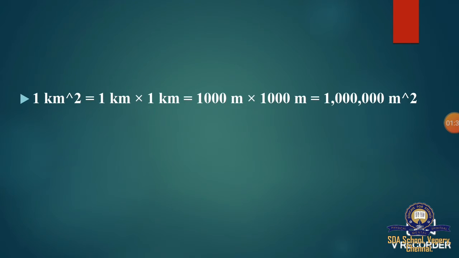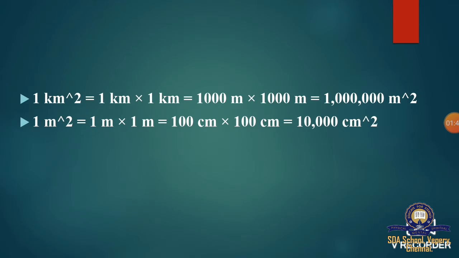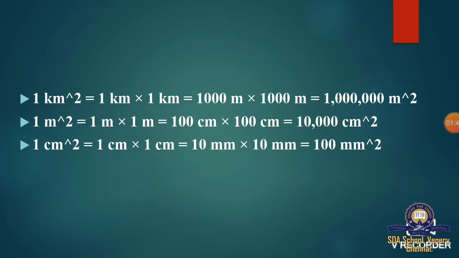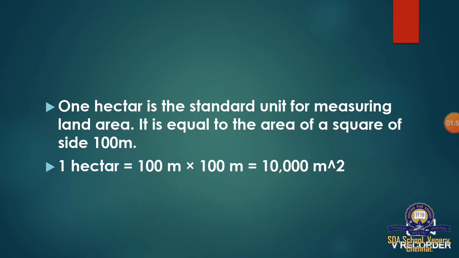Now the units: 1 kilometer square is equal to 10 lakh meter square, 1 meter square is equal to 10,000 centimeter square, and 1 centimeter square is equal to 100 millimeter square. 1 hectare is a standard unit for measuring land area, equal to the area of a square of side 100 meter. We already know that 1 hectare is equal to 100 ares. Area means meter square, therefore 1 hectare is equal to 100 meter into 100 meter, which is equal to 10,000 meter square.